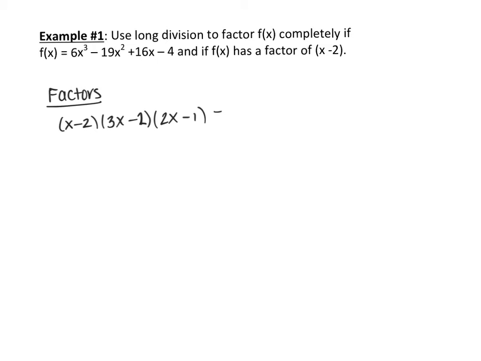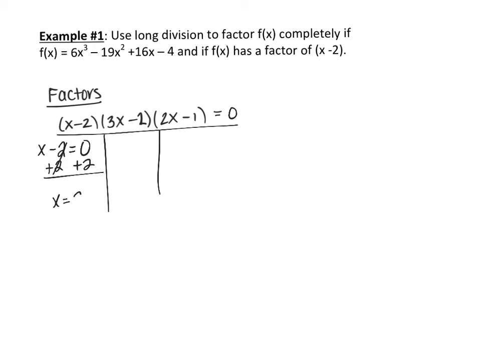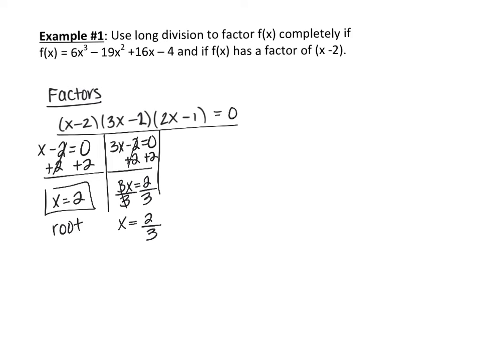Remember, all we need to do is set each factor equal to 0 and do a t-chart. So this would be x minus 2 equals 0. So we would add 2, right? And this root would be x equals 2. Then we have 3x minus 2 equals 0. We'd add 2 to both sides. So 3x equals 2. Divide both sides by 3, and we get x equals 2/3.